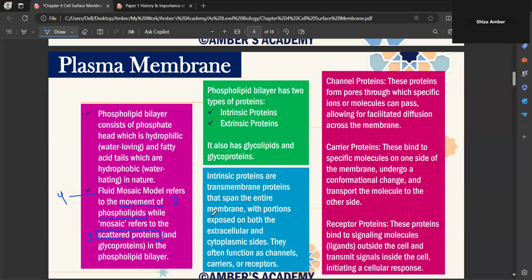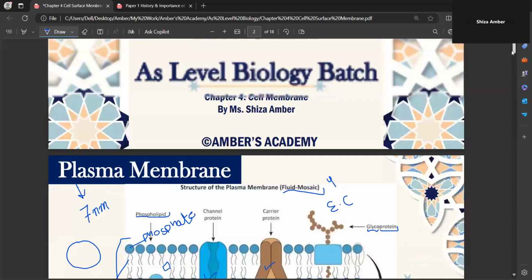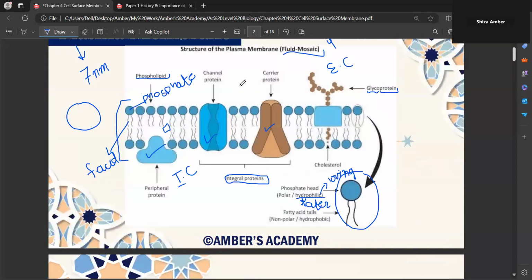So there are certain portions that are exposed on the extracellular and cytoplasmic sides, and transmembrane proteins function as channels, carriers and receptor proteins. So basically, when we were looking at this picture, you can see that there are two more types of protein, channel protein and carrier protein. These are your integral proteins or intrinsic proteins, and they play a very important role. Carrier protein plays an important role in active transport, while channel protein plays an active role in facilitated diffusion.